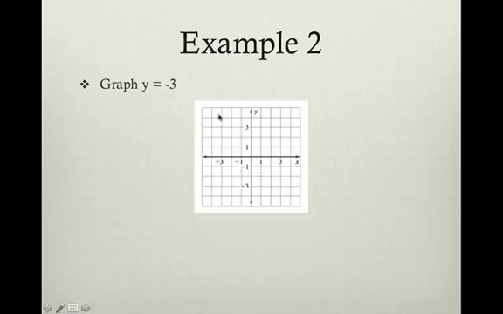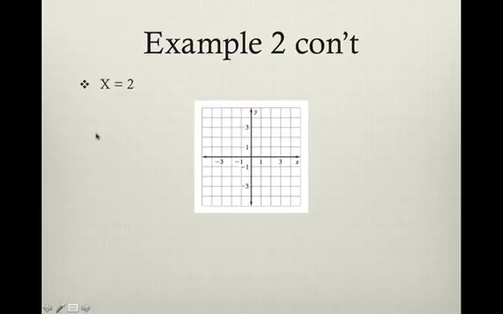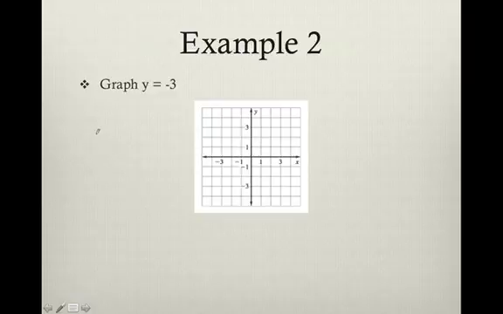Okay, example 2, graph y is equal to -3. Well, before we had solved the equation for y. Well, it's already solved for y. Then it says make a table. Okay, so if I made a table, oops, sorry, I forgot my pen.